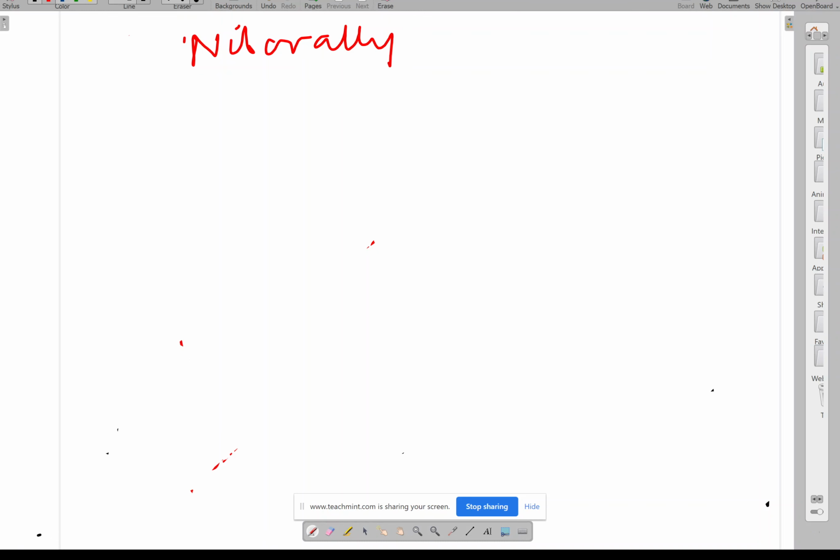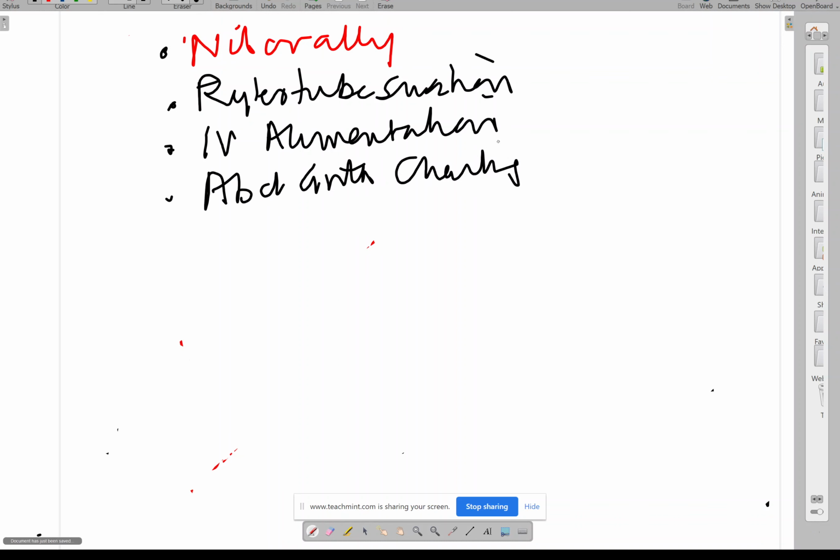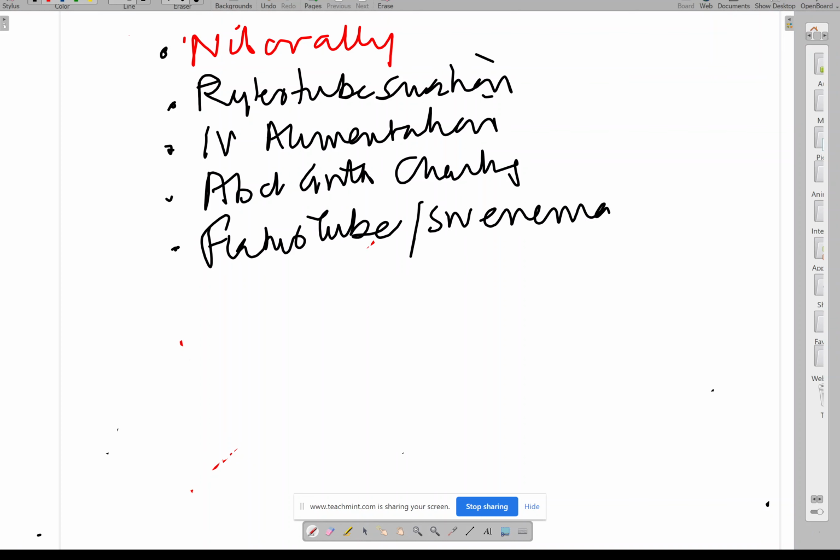You don't want to accumulate. So the first order is nil orally. The second is Ryle's tube suction. Third is IV fluids. Fourth is abdominal girth charting. The fifth is a soap water enema. But you don't give an enema if you suspect perforation. It is a no if you suspect perforation. Okay.